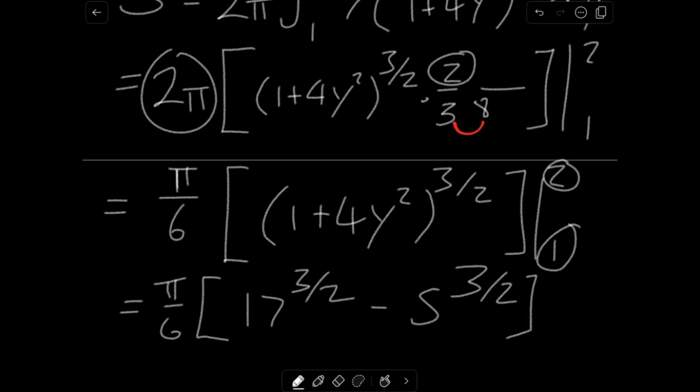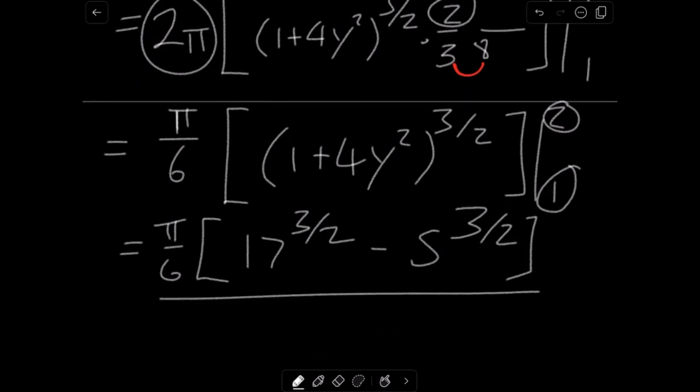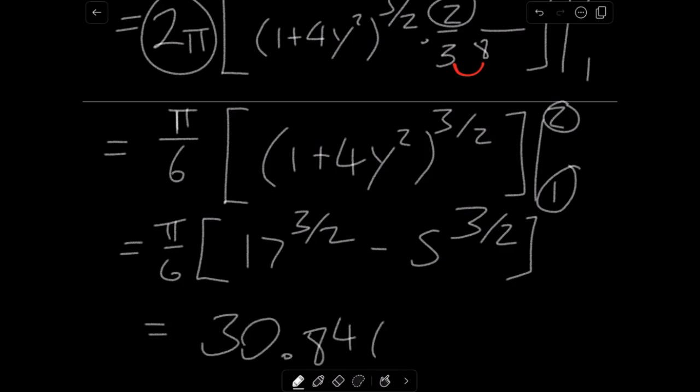There's your answer. If you want it in terms of units, you can use a calculator, but this is your final answer. You can leave it like that. I'll just give it to you in terms of units so you understand what's happening. It's going to be 30.846 units squared. That's the area of that surface of revolution.